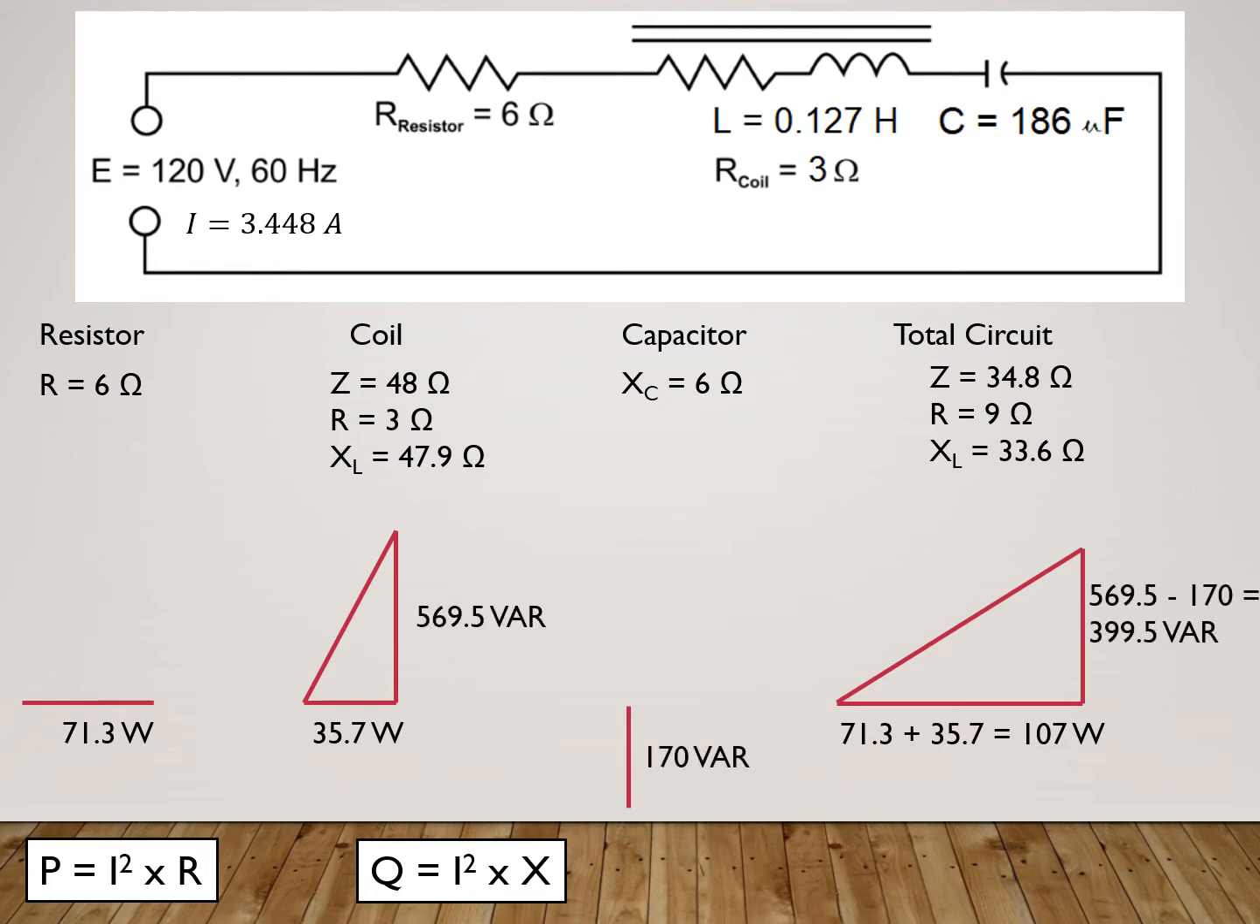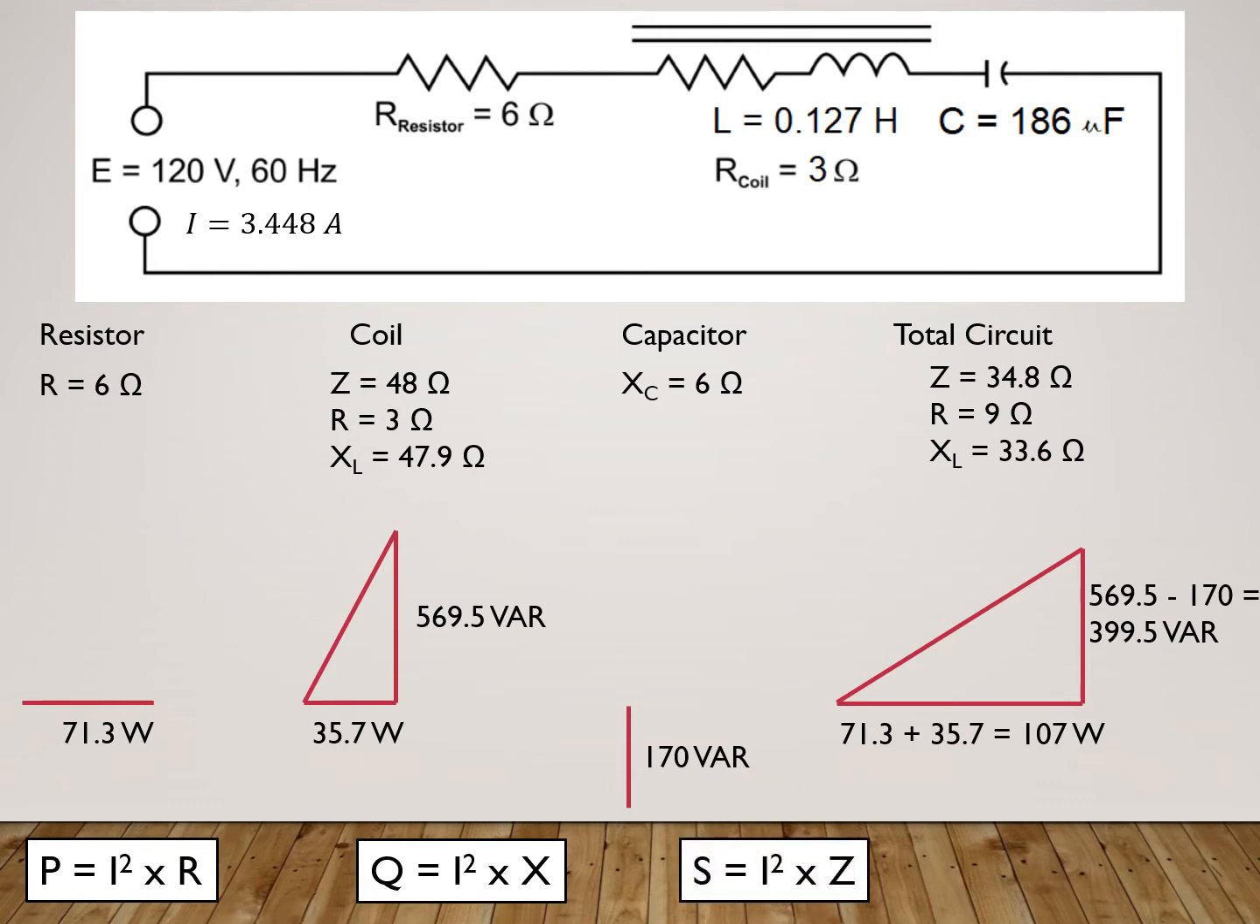Once I calculate it all out, my coil has a reactive power of 569.5 vars, my capacitor has a reactive power of 170 vars, and my total circuit reactive power is 399.5. Remember, once again, just as I did for the impedance triangles as well as for the voltages, my coil and my capacitors offset each other. So that's a minus formula there.